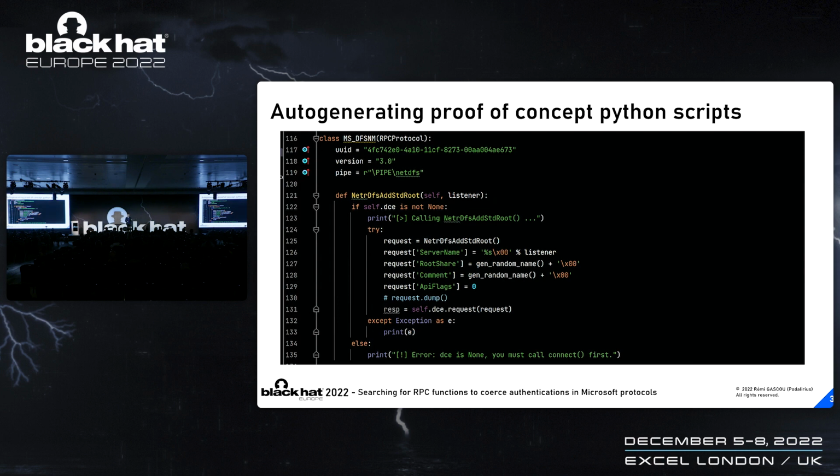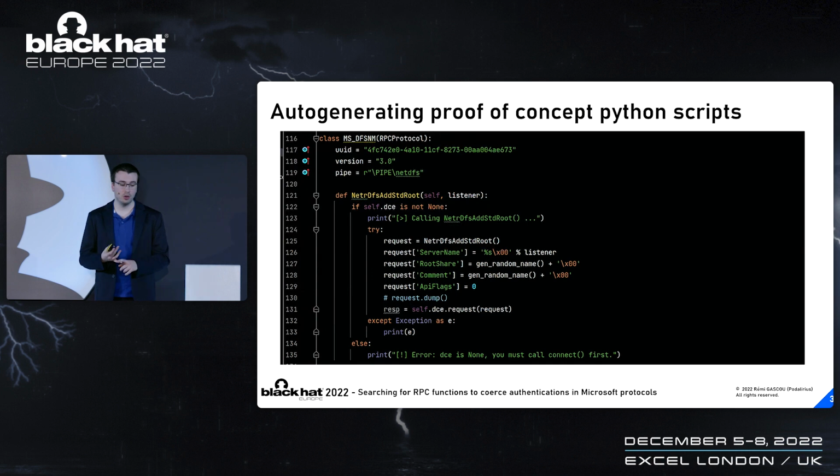As you can see, the server name variable actually takes an IP, a NetBIOS name, or a domain name, followed by a null byte. And we have root share, comment, and whatever else you want. And we just put random data, random names, random ASCII strings to populate them. And as you can see, in the last lines of the code, we see self.dce.request. It's the actual line that tells Impacket to perform the DCE RPC request to the remote machine.